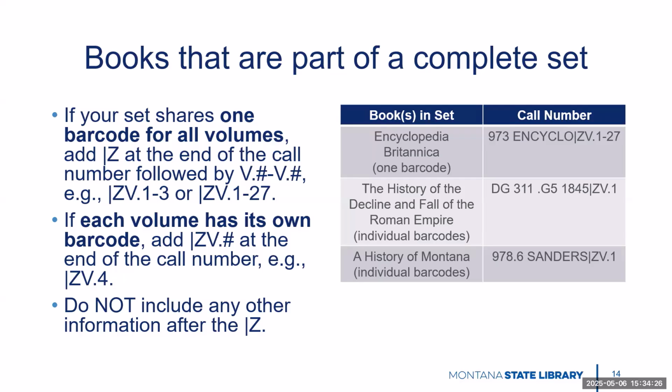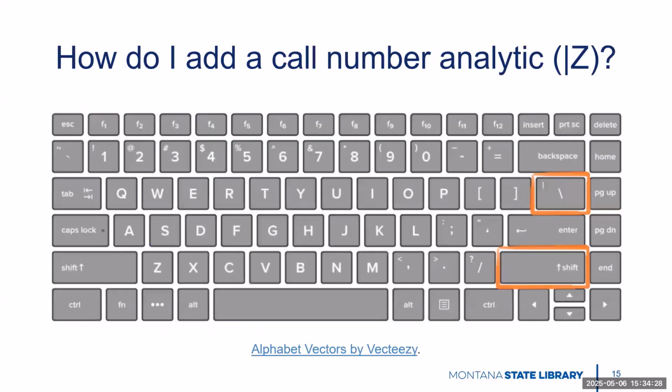Okay. Now you may be wondering, how do I add a call number analytic or a bar Z to my call number? I have this dandy little visual of the keyboard, and all you'll have to do is press the shift button and then the button that's right above enter or below backspace, and it will create that pipe for you. It doesn't matter which shift button you use. I know you have two, but I just wanted to highlight where they are next to each other. So that's how you'll manually add that bar Z.